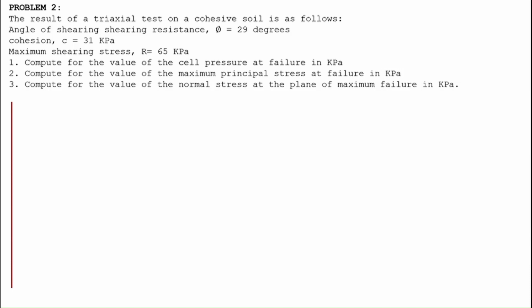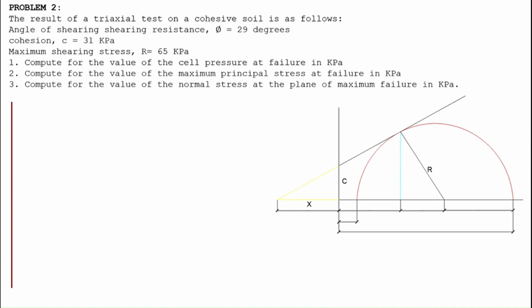Number 1. Compute for the value of the cell pressure at failure in kilopascals. Number 2. Compute for the value of the maximum principal stress at failure in kilopascals. Number 3. Compute for the value of the normal stress at the plane of maximum failure in kilopascals.